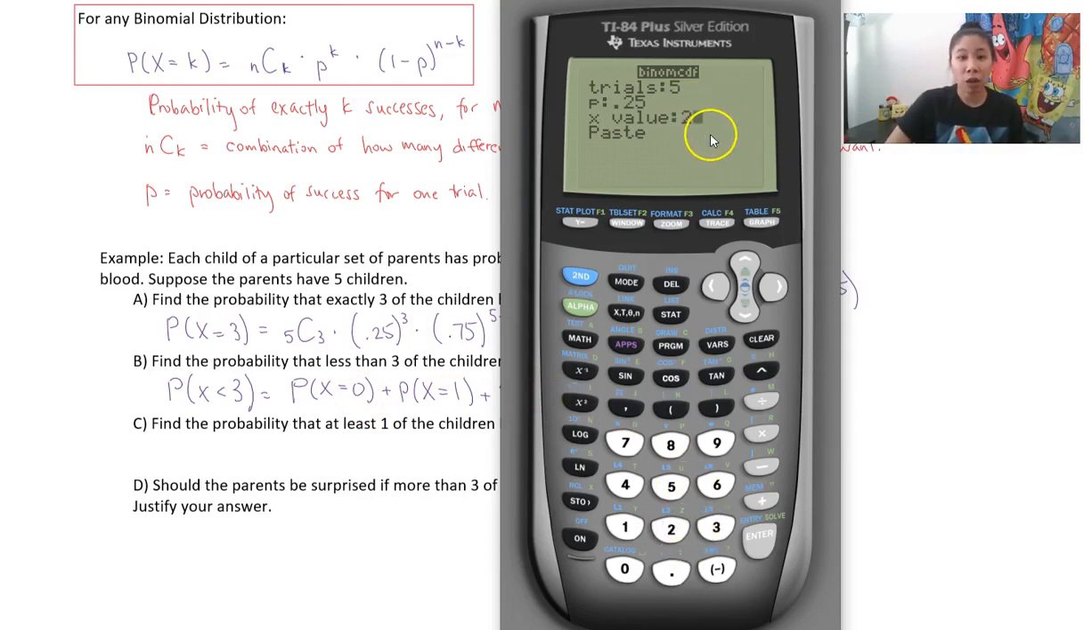Your calculator always starts at 0 whenever it does Binompdf, and adds all the x values up until the number you type in. So if I type in a 2, it'll add up 0, 1, and 2 for me. Paste, enter. So almost 90% is our probability for having less than 3 children with type O blood.